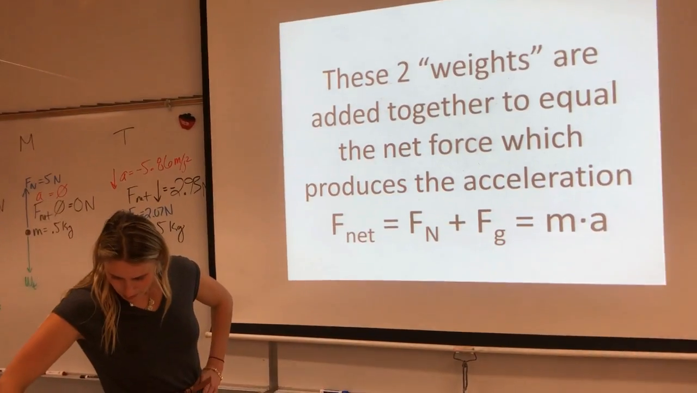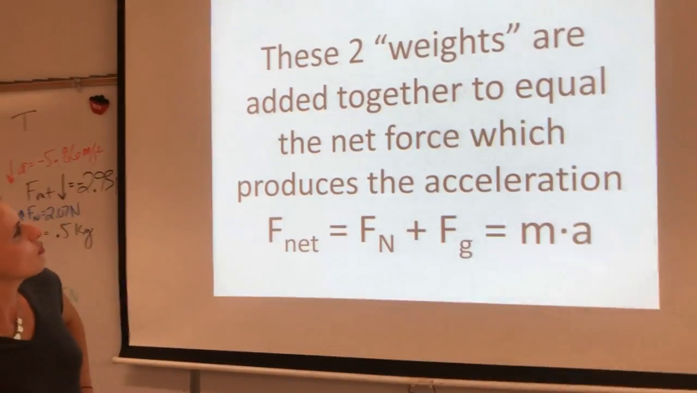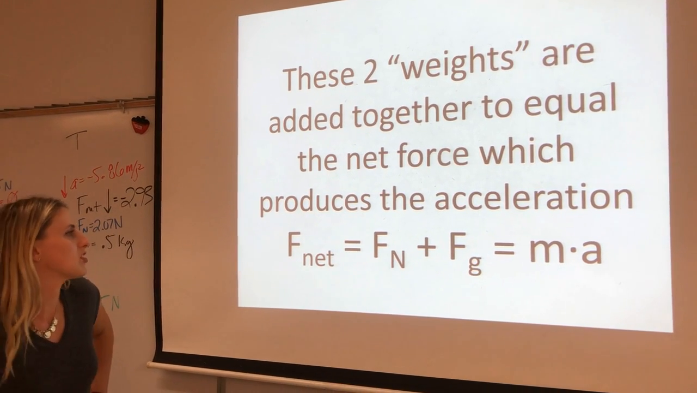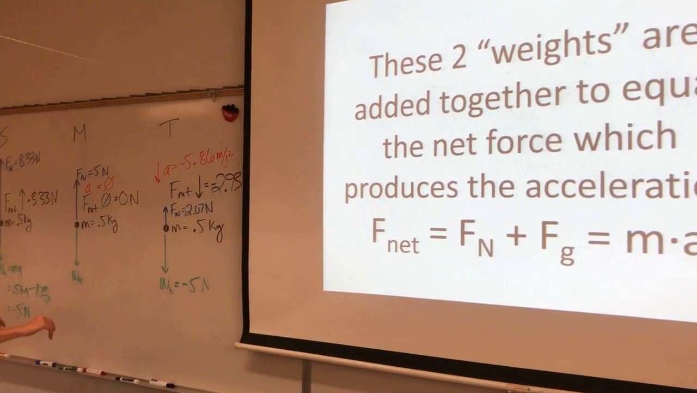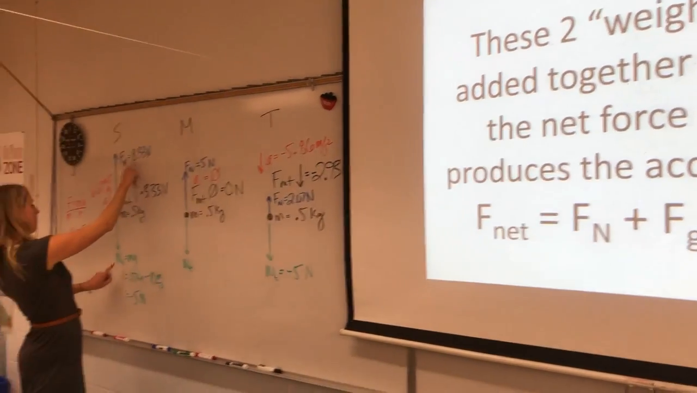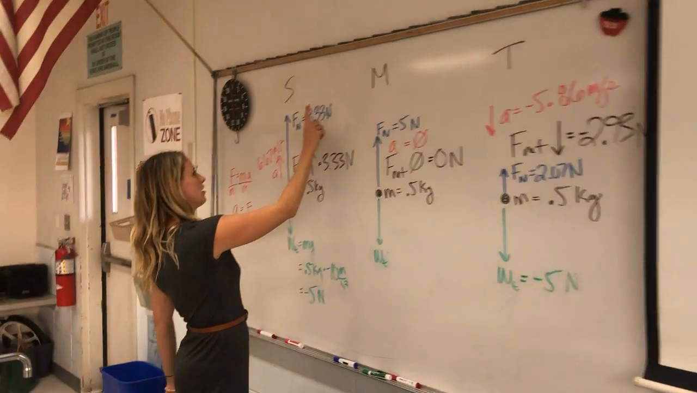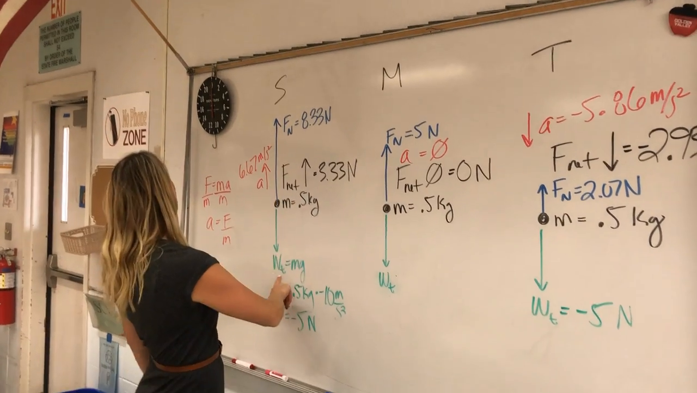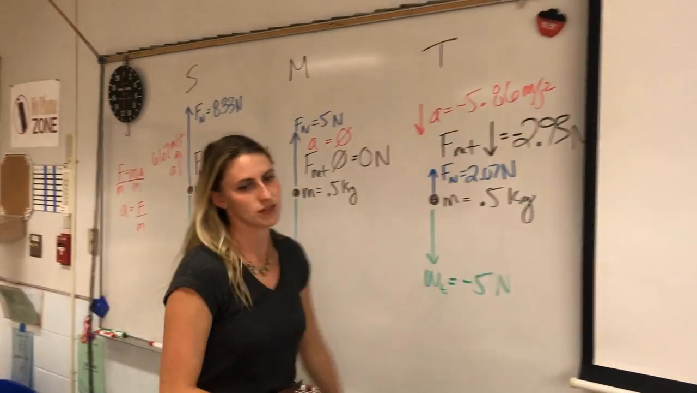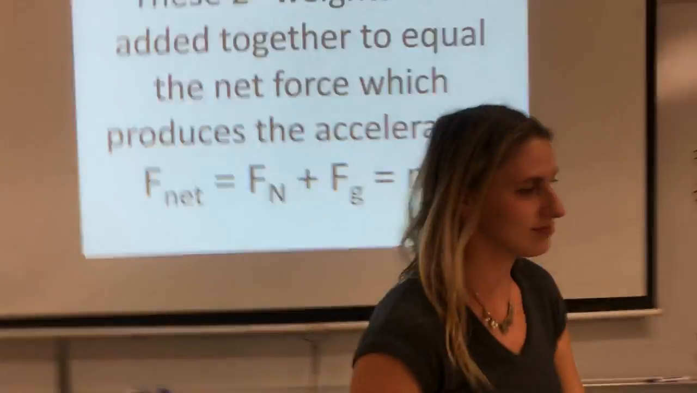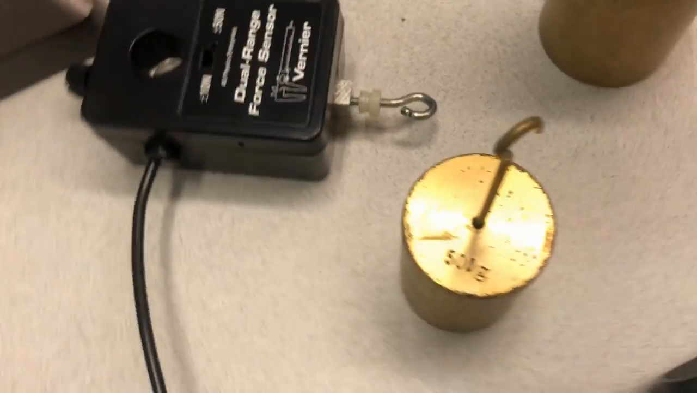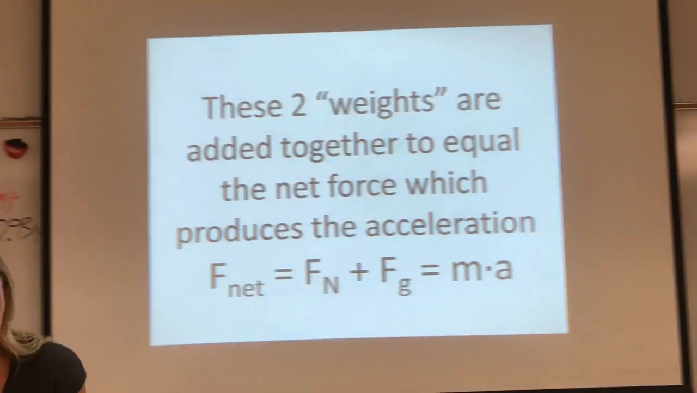Okay. What were we talking about? These two weights are added together to equal the net force, which produces the acceleration. We're talking about these two: the actual weight and the apparent weight, which is the normal force. They're added together, and we can use that to get the acceleration. And that weight is what shows up on a scale, because what we were using is like a scale. It measures the normal force, just like the scale does.